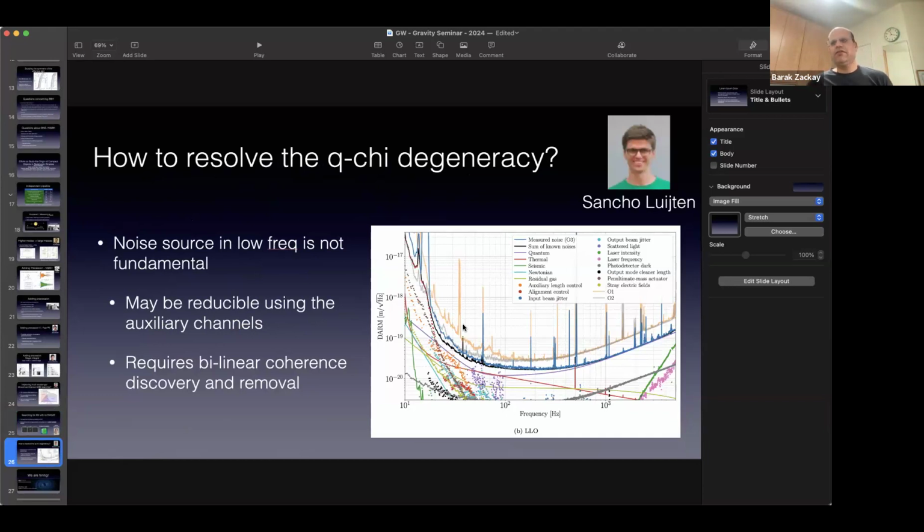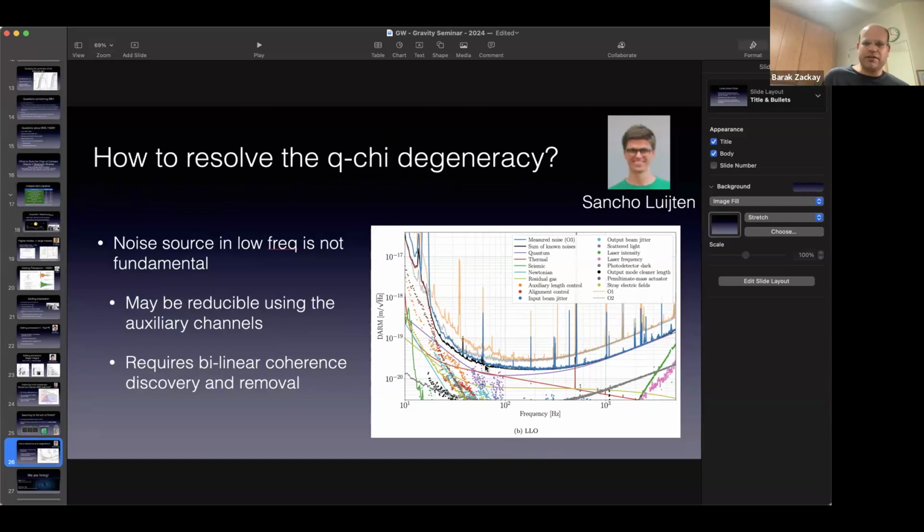And last, the data of LIGO is not given from God. The data from the detector is actually accompanied by many auxiliary channels that are controlling many degrees of freedom, and in particular in low frequencies, so frequencies over here. So this is a plot from a LIGO paper. I apologize that there's no reference.